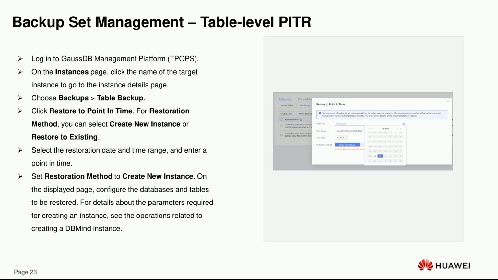Choose Backups, then Table Backup. Click Restore to point in time. For restoration method, you can select Create New Instance or Restore to Existing. Select the restoration date and time range, and enter a point in time. Set restoration method to create new instance. On the displayed page, configure the databases and tables to be restored. For details about the parameters required for creating an instance, see the operations related to creating a DB-mined instance.